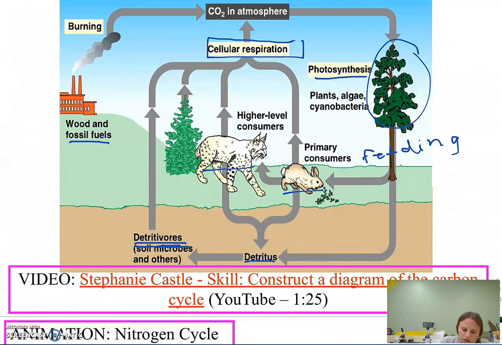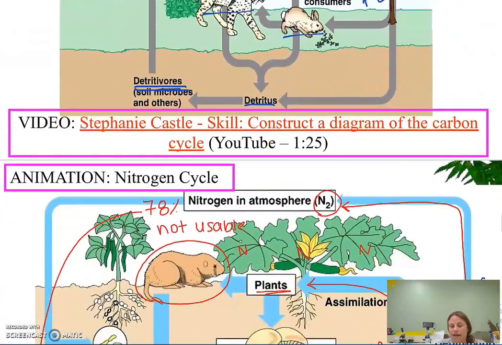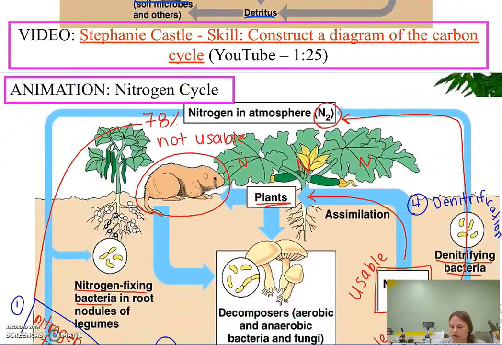Lastly, combustion occurs, which is the burning of fossil fuels, and this is the area in which humans have had the most impact, where we're adding carbon dioxide back to the atmosphere at an alarming rate.